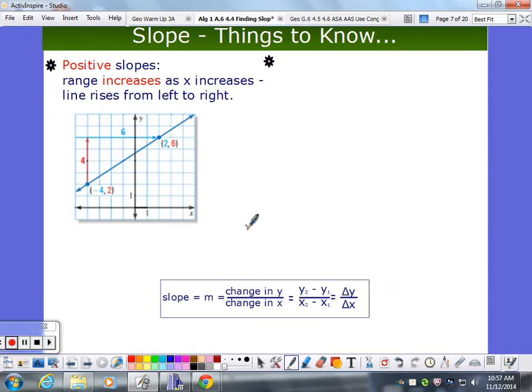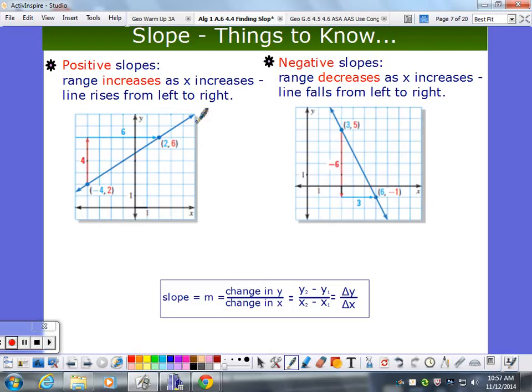Things to know about slope. A positive slope, please stop talking whoever is talking, is a slope that increases. As the x's increase, so do the y's. Think about you traveling along the number line left to right. If you're going up, you have a positive slope. If you are going down, you have a negative. As x gets bigger, y gets smaller. That's a negative slope.